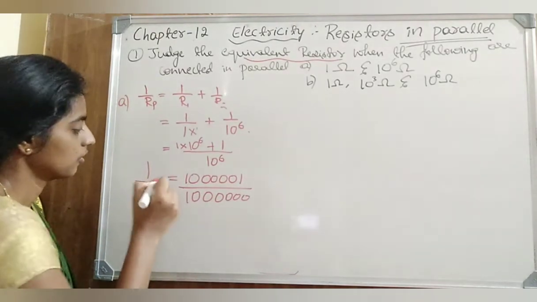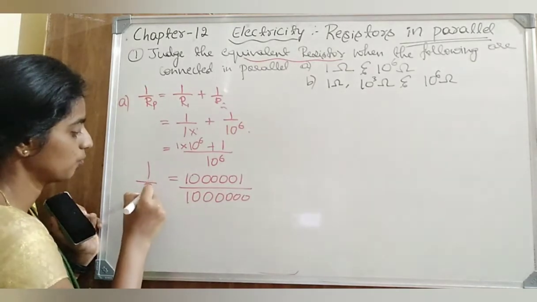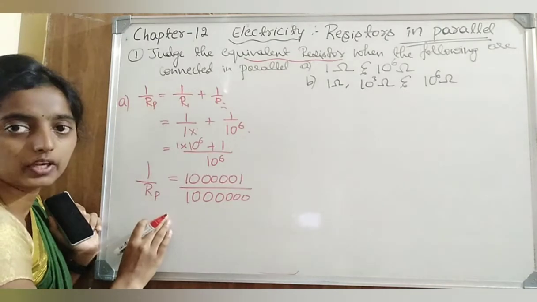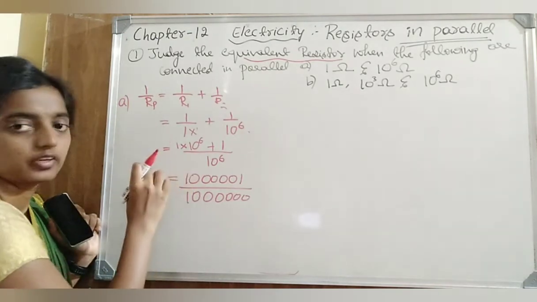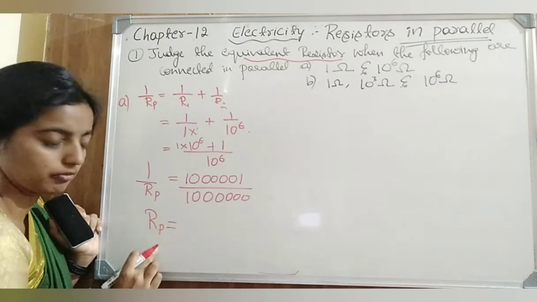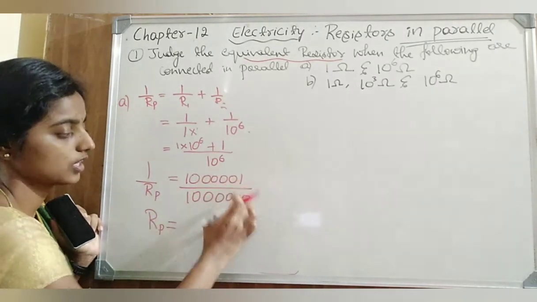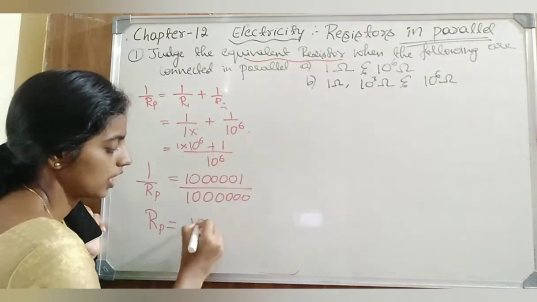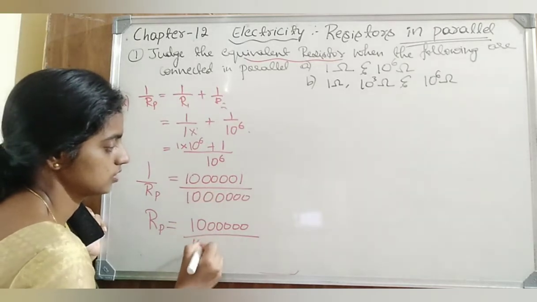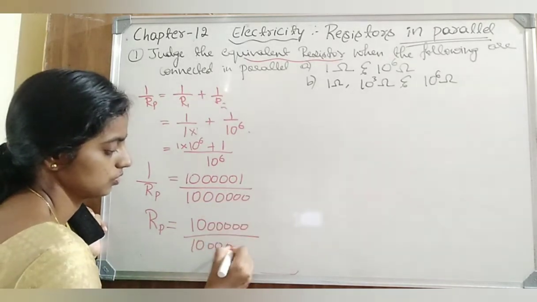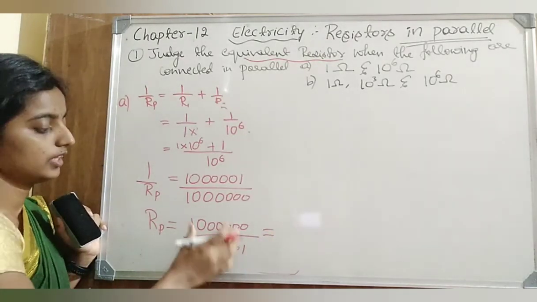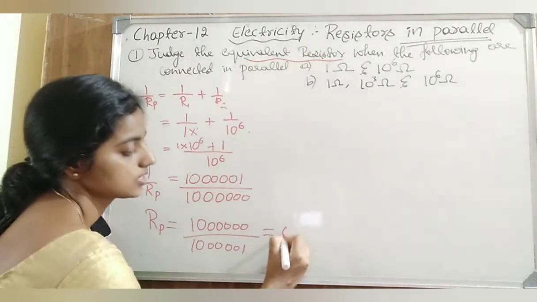Observe, the answer is in this form, 1 by Rp. But we need to give only the Rp value. So if we take the reciprocal of this, we will get the Rp value, that is Rp divided by 1 is nothing but Rp, and this side also will be reciprocated. So what happens? We get 1 0 0 0 0 1 on top like this. Calculate, divide this, and you will see we will get 0.999.